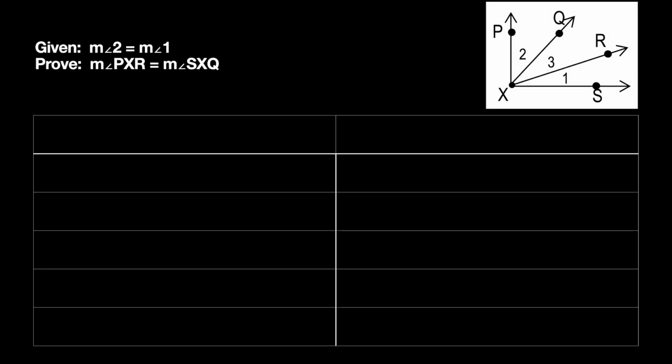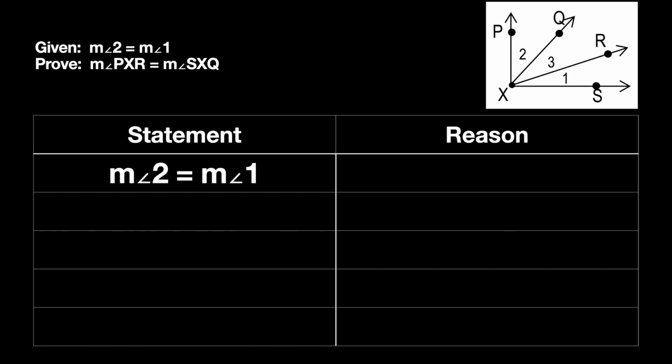All right, here's this question. We are given that angle 2 is congruent to angle 1. The measure of angle 2 is equal to the measure of angle 1. We also are out to prove that PXR is equal to SXQ. So first we just start with our normal statement and reason. The first one is that the measure of angle 2 is equal to the measure of angle 1. Now here's the thing. PXR isn't just 2, it's 2 plus 3. And SXQ isn't just 1, it's 1 and 3. And so on both of those we have to add the measure of angle 3.